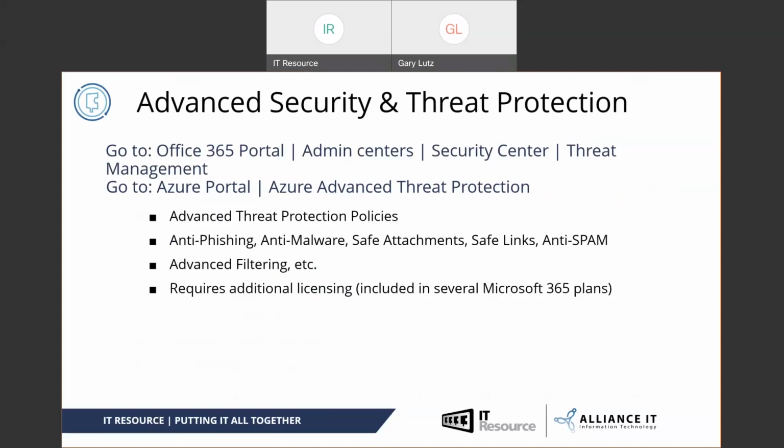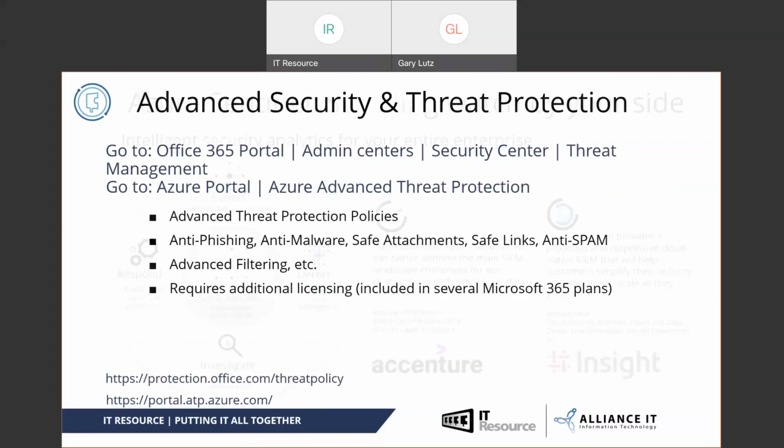Companies like Zix and AppRiver make it really, really easy because they've been doing it for years and years and years. But for Microsoft, if they have it and they have all those capabilities, it's really about making sure that you turn it on. So that's called the Advanced Security and Threat Protection. And of course, there's a couple of links right there.